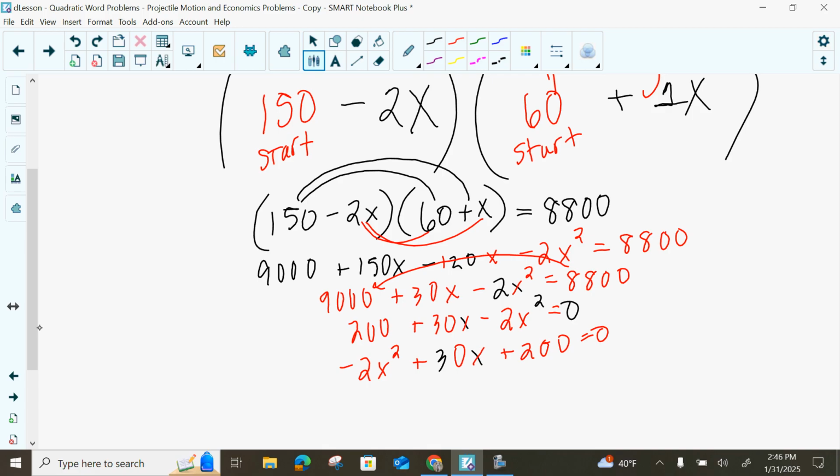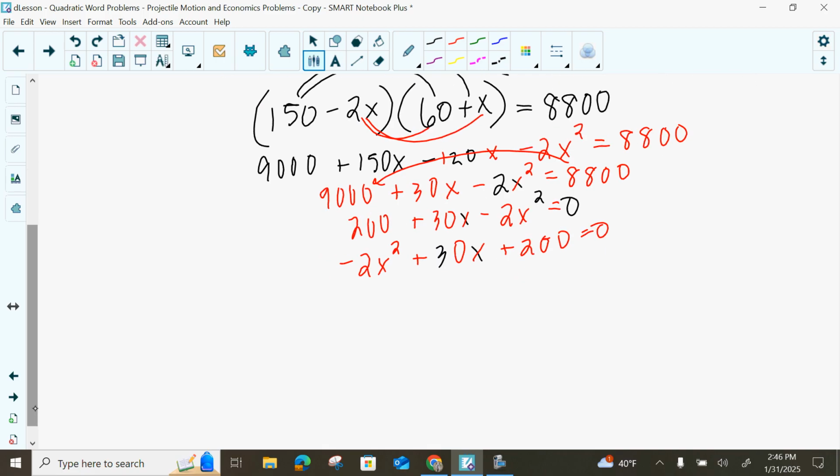Okay, so we're dividing by negative 2. All right, so divide by negative 2, we get x squared minus 15x, what, minus 100? So even though all that work was so messy, that's not bad. Those aren't bad numbers. Quadratic formula or factor? Factor is easy in this one. How does it factor, guys?